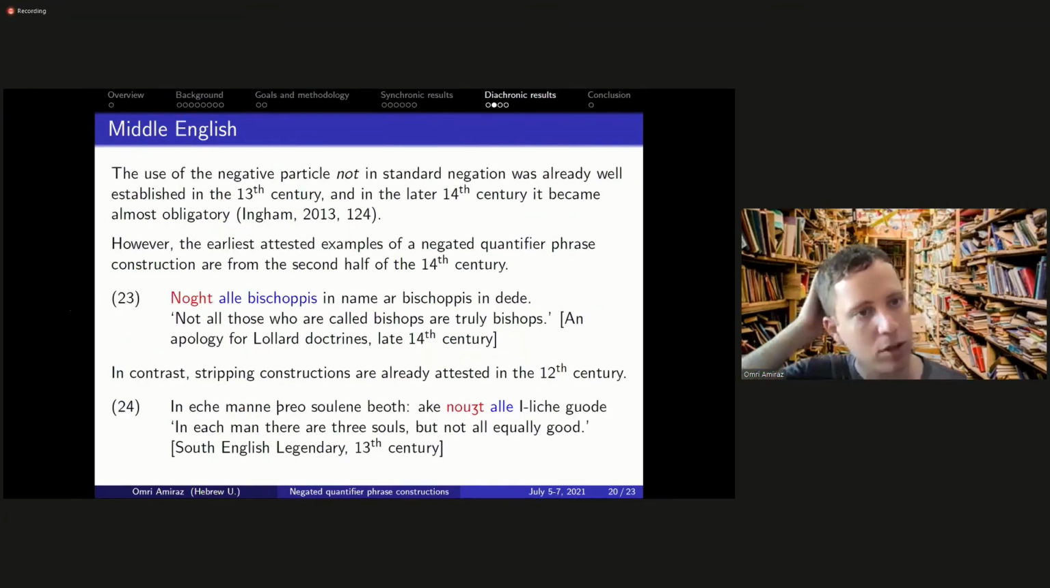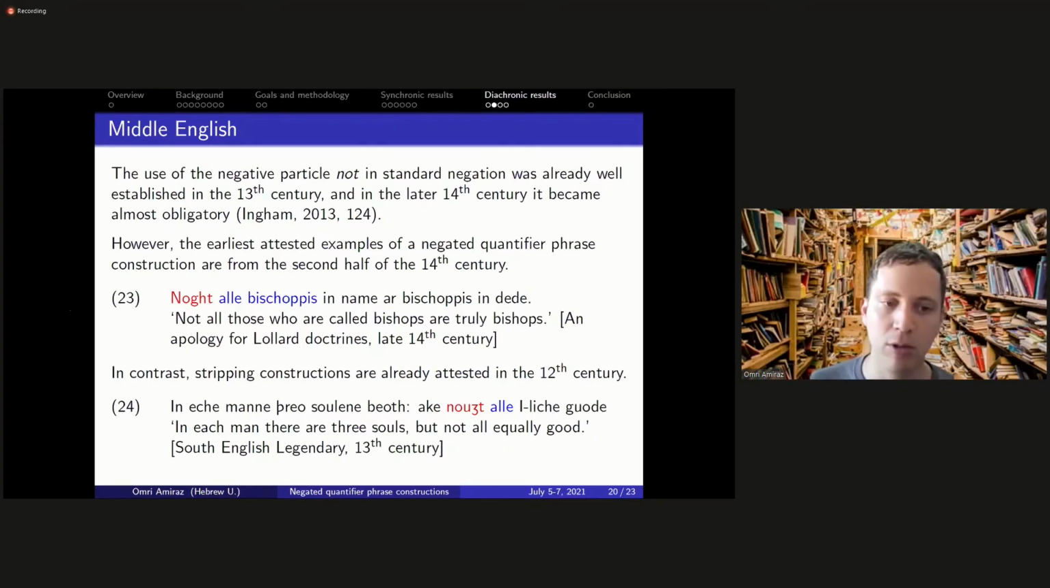So in Middle English, the use of the negative particle not in standard negation was well established in the 13th century, and in the later 14th century, it became almost obligatory. However, the earliest examples, and very rare ones, of negated quantified phrase constructions are from the second half of the 14th century. So for example, not all bishops in name are bishops indeed. So we see that not was used in standard negation for a few hundred years before it started appearing in this position before quantified phrases.